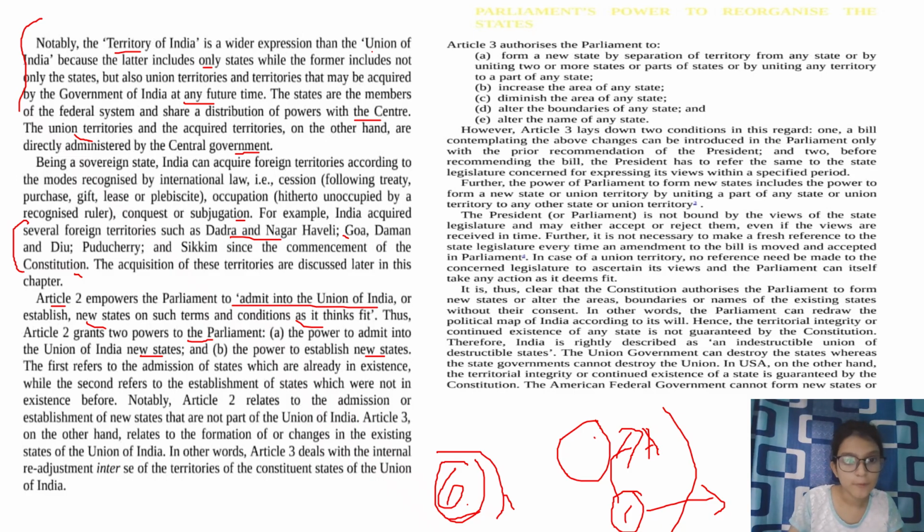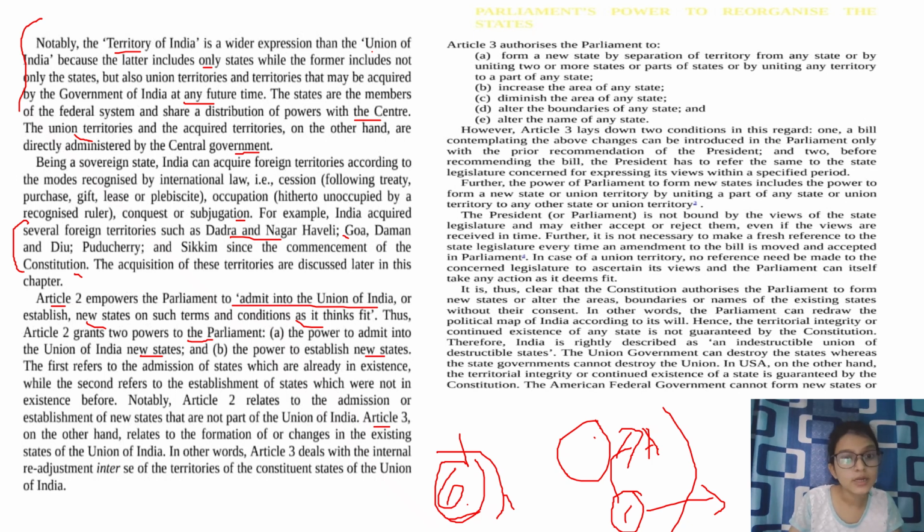Now let's come to, notably Article 2 relates to the admission or establishment of new states that are not part of Union of India. As I said, they were not a part of India, but they existed in a different domain. So the government has the power to add them into our domain. Then we have Article 3. So this is all about Article 1 and Article 2. Let's come to Article 3.